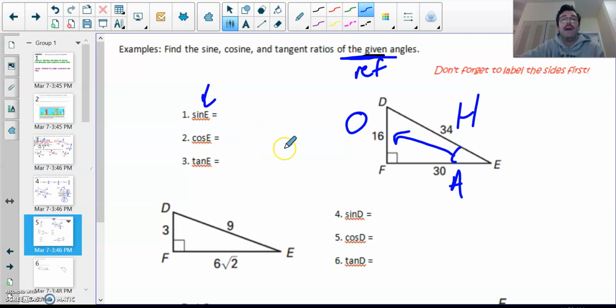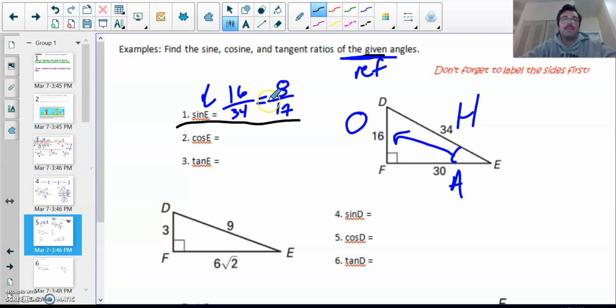What I'm going to have you do now is pause the video and try these on your own, and then come back and check. And I apologize, I forgot to mention, make sure you reduce your ratios. Reduce your fractions, reduce, reuse, recycle. Don't you forget that. Remember now. So make sure we reduce it.